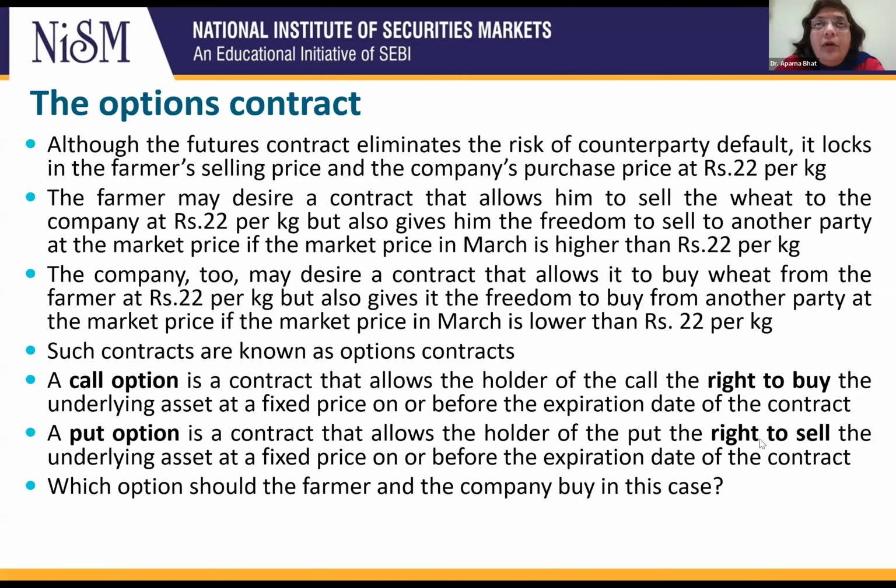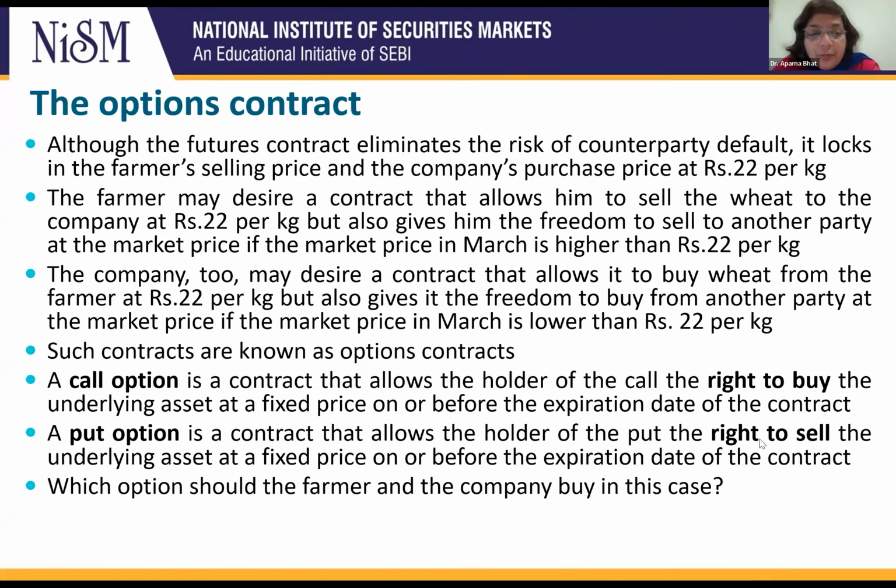So these kinds of contracts that give the buyer of the contract some freedom, some flexibility, are known as options contracts. You remember the forward contract is totally inflexible. There is no flexibility at all to buyer and seller, but the option contract offers some flexibility. It offers flexibility to the buyer of the option. So what is an option contract?